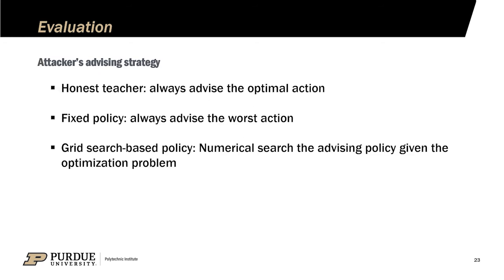For the attacker's advising strategy, here are some comparative cases. The first one is the honest teacher, who always advises the optimal action. For the malicious teacher, there are 2 cases: a fixed policy, which always advises the worst action, and a grid search-based policy, which numerically searches the advising policy given the aforementioned optimization problem.